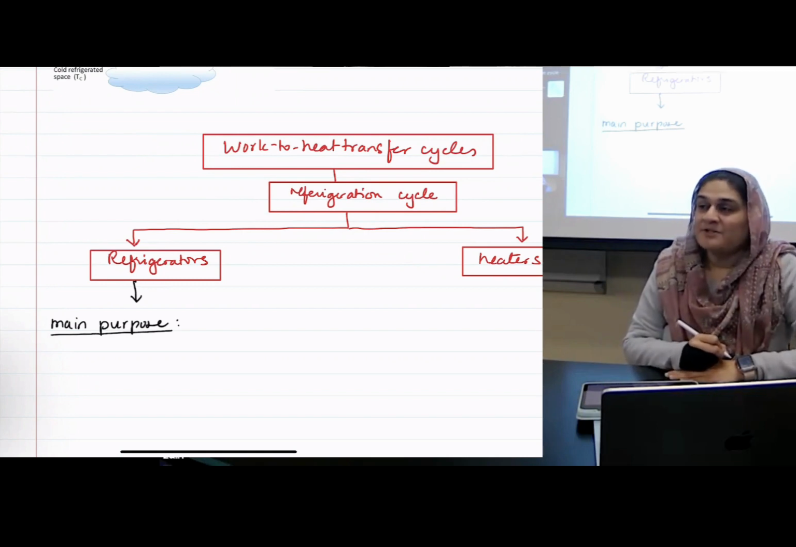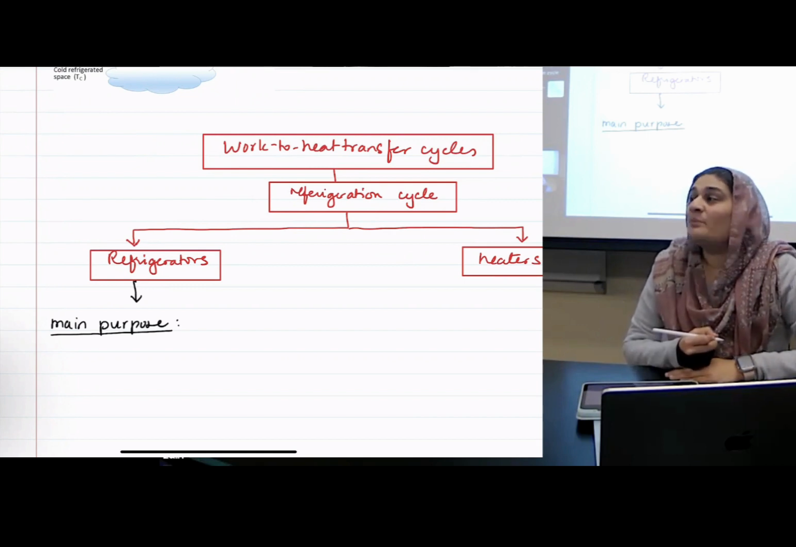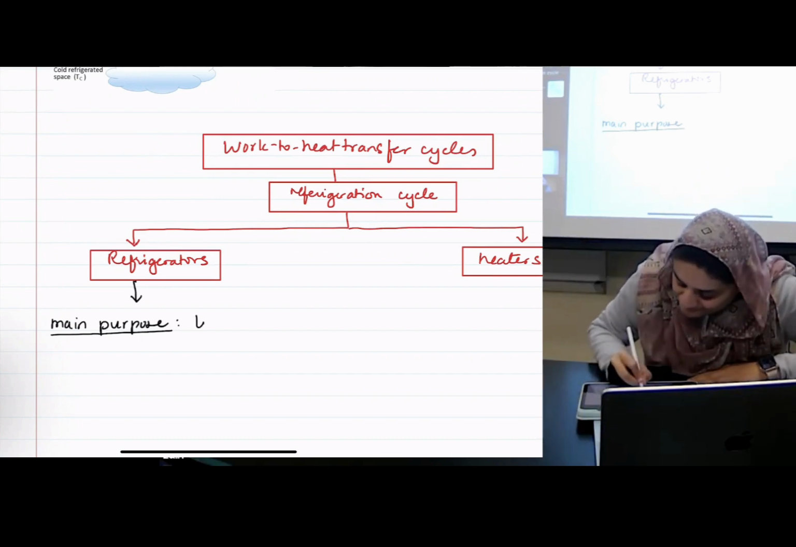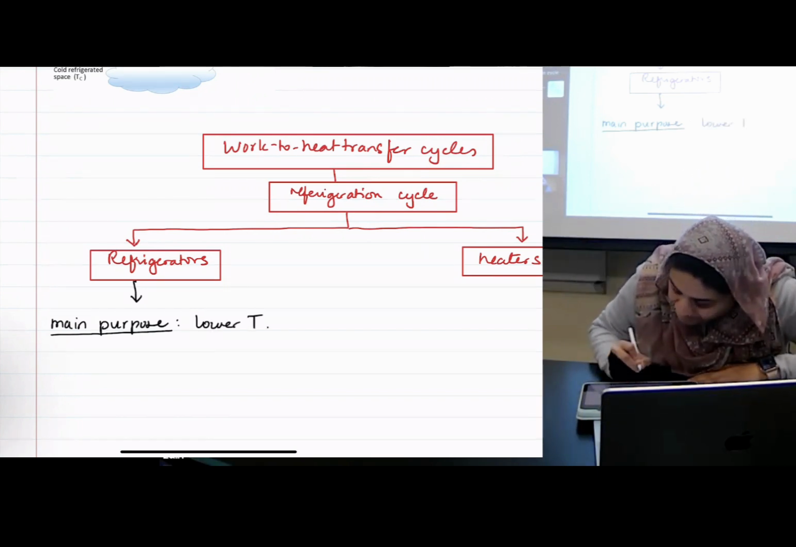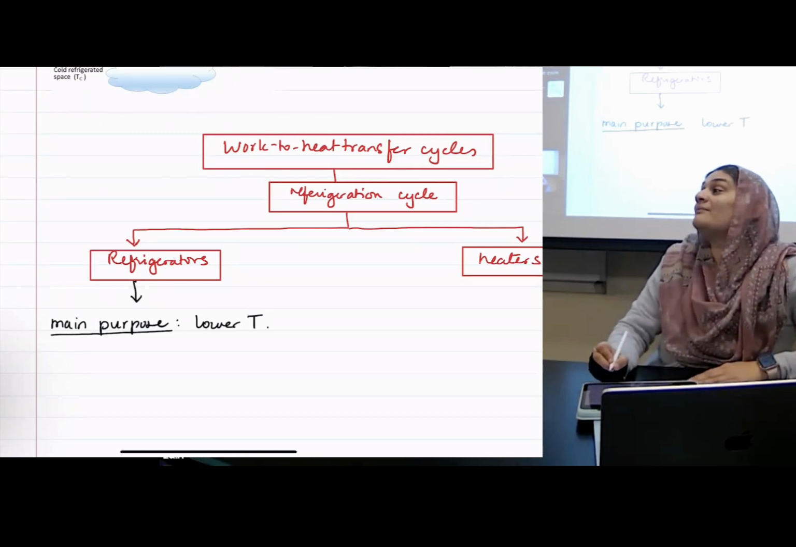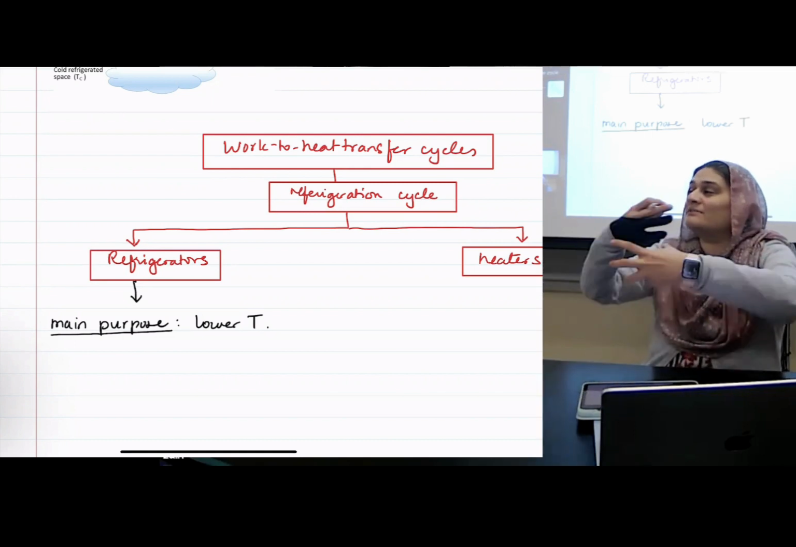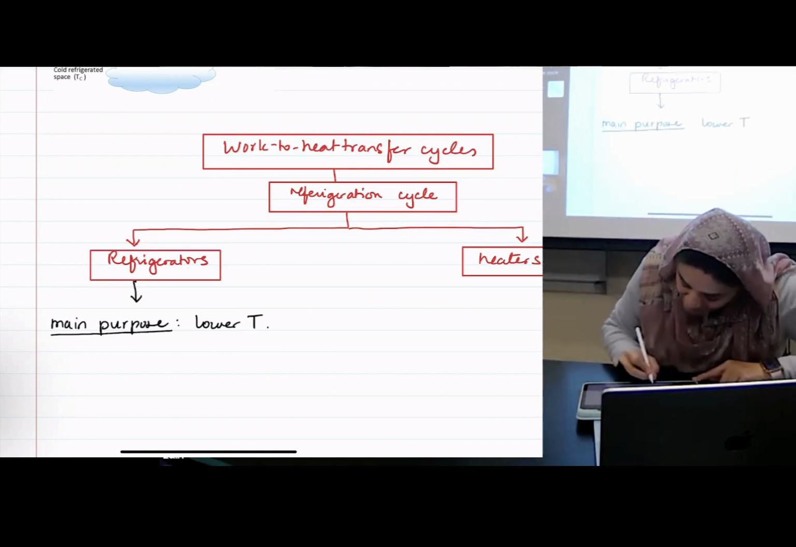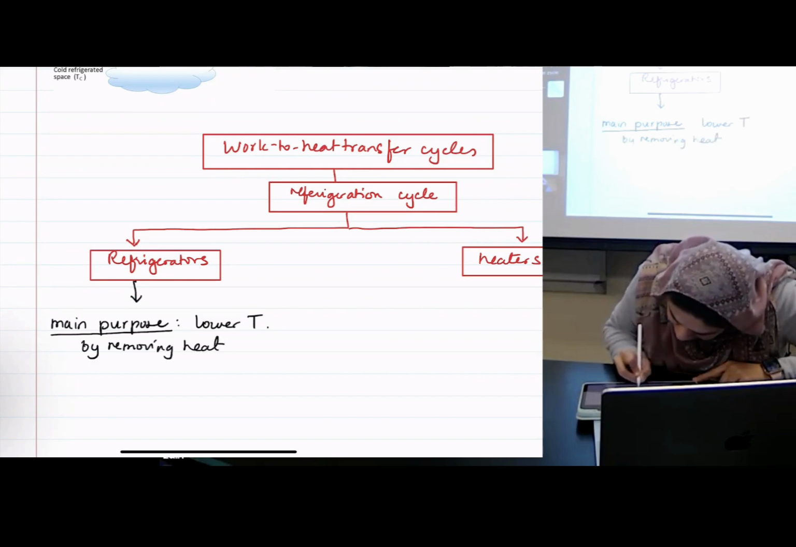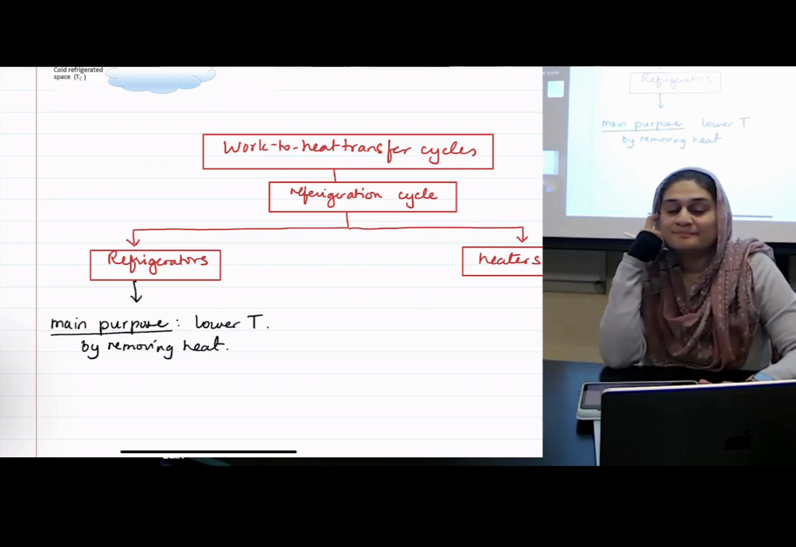what's the main purpose of a refrigerator? Well, true. In terms of thermodynamics, what would lower the temperature? How do you lower the temperature? Lower T by, how do you do that? What do you want to get rid of? Heat. Removing heat. Excellent points.